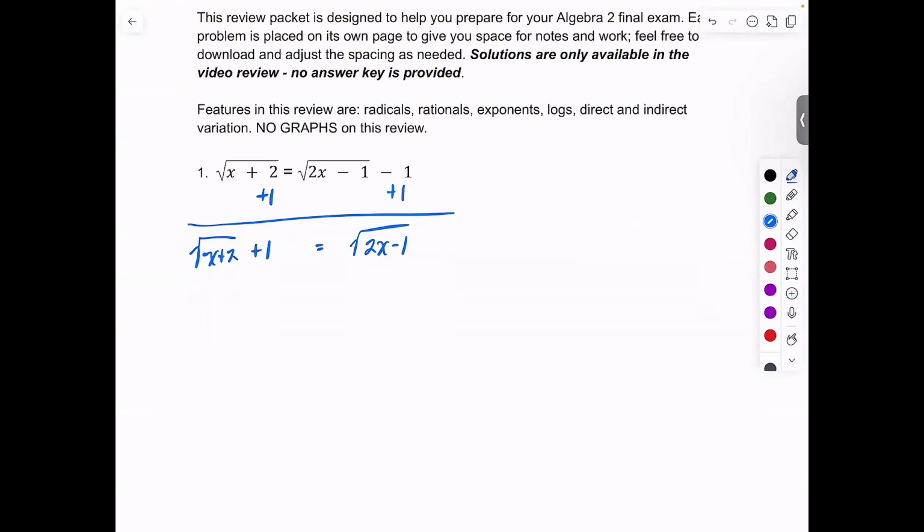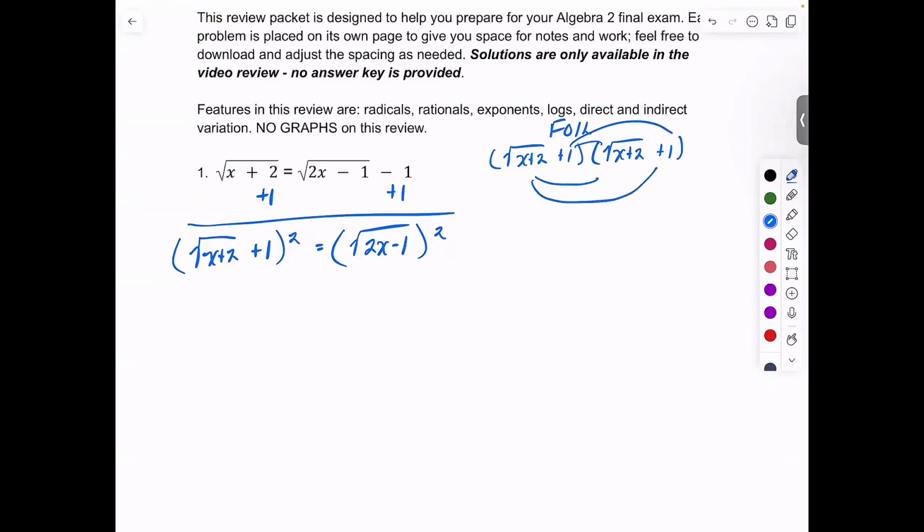So we're going to square both sides here. Now don't forget, if we expand that expression out on the left, we're actually FOILing this, and don't forget your middle term here. This will not ultimately end up being x plus 2 plus 1. We do have a middle term in there. We're using FOIL, right? So we're doing first, outer, inner, and then last.